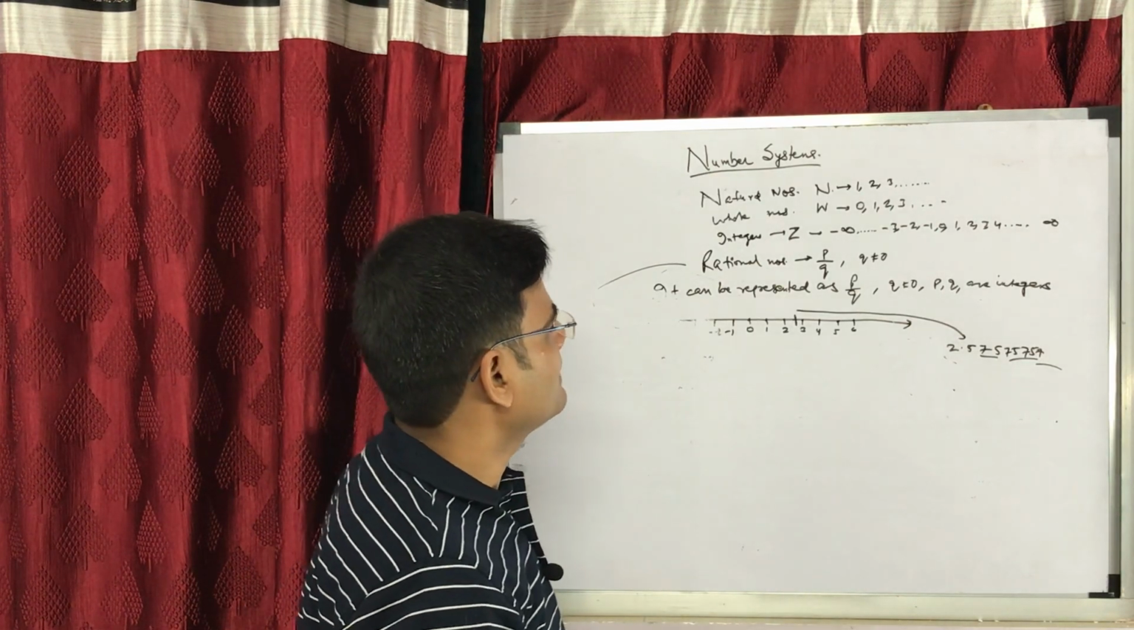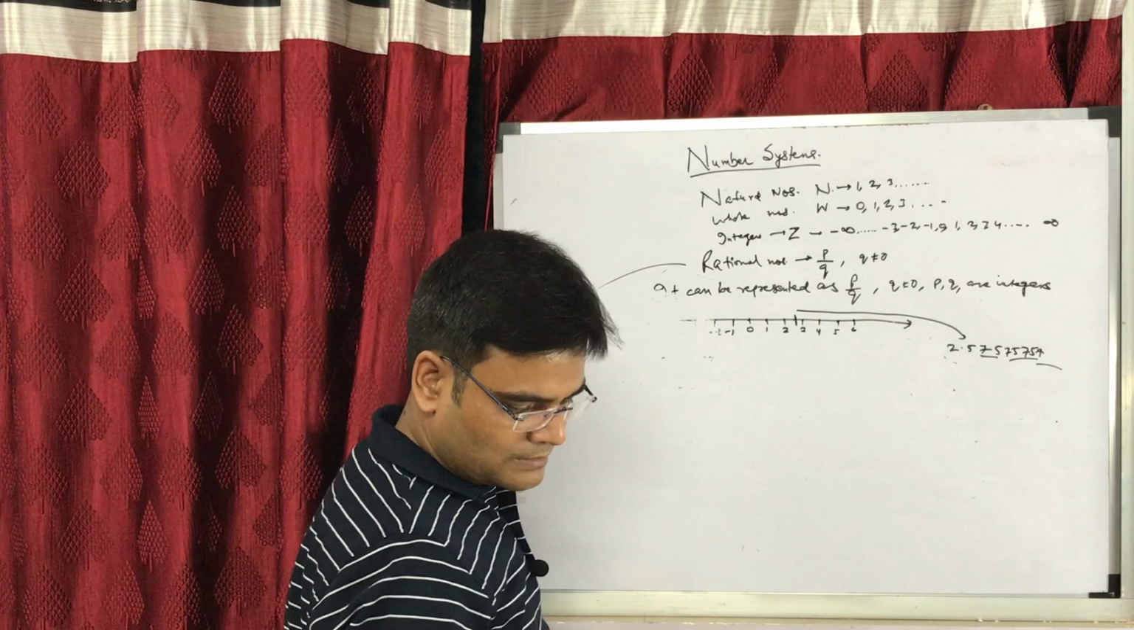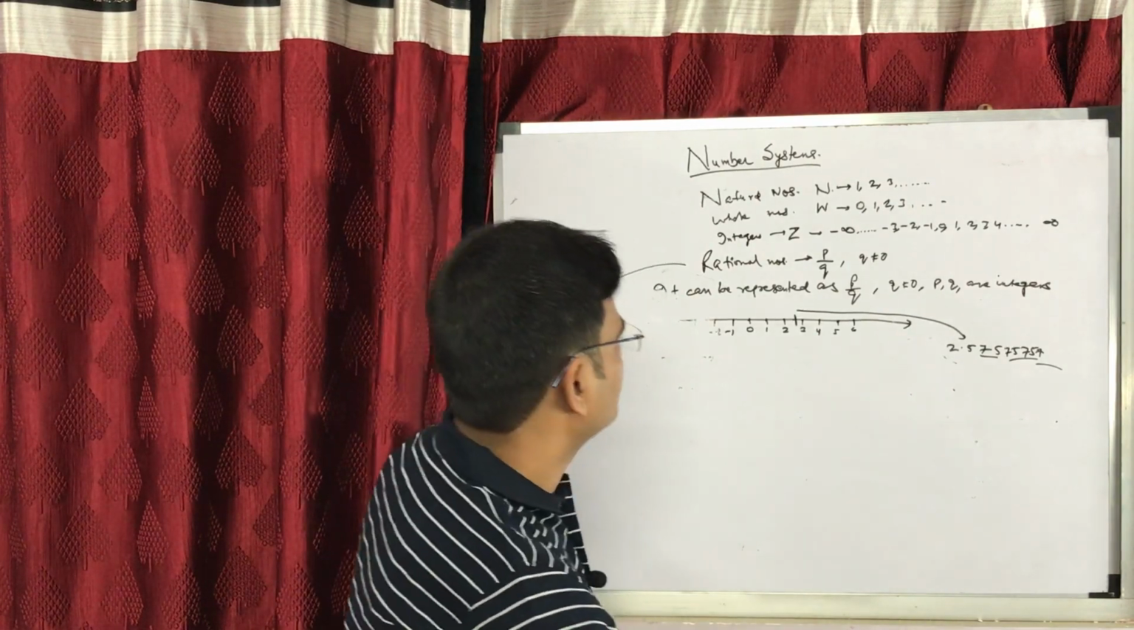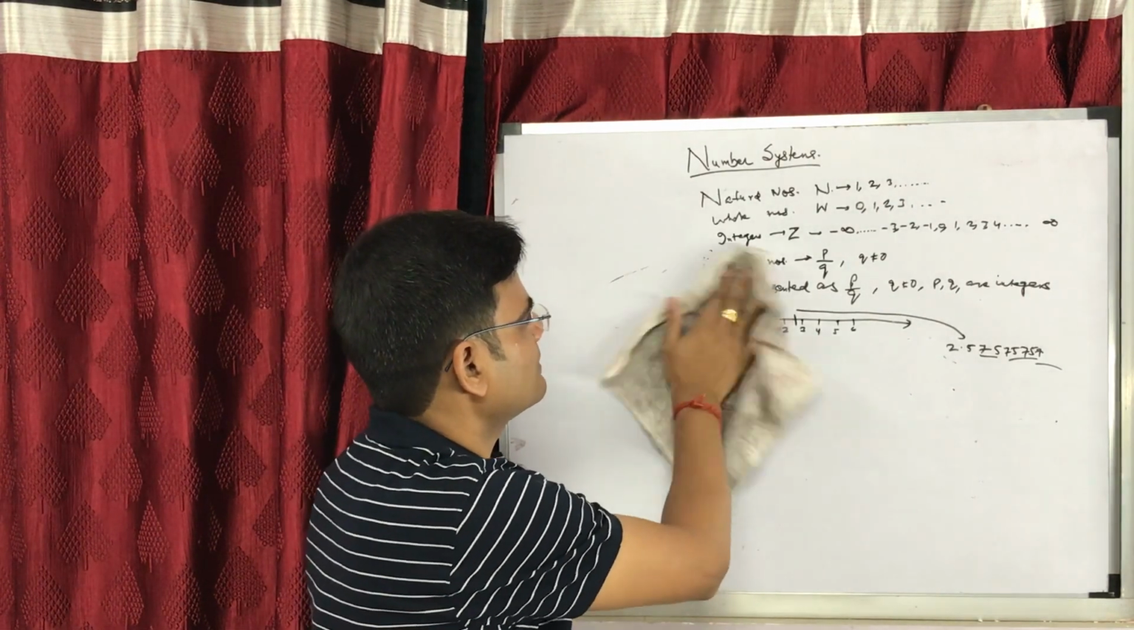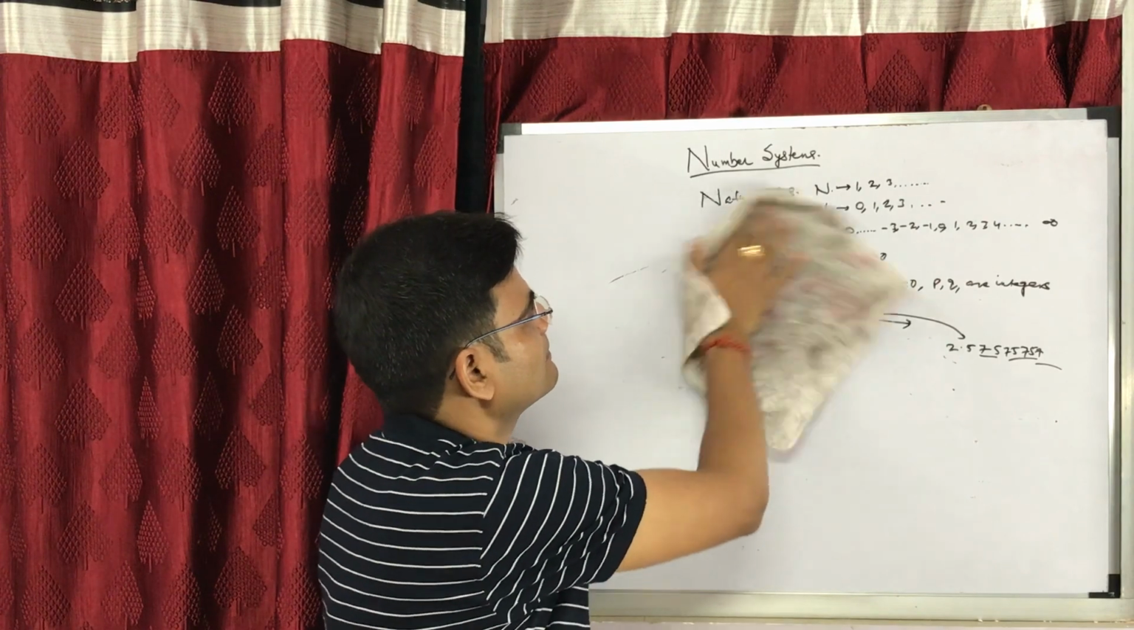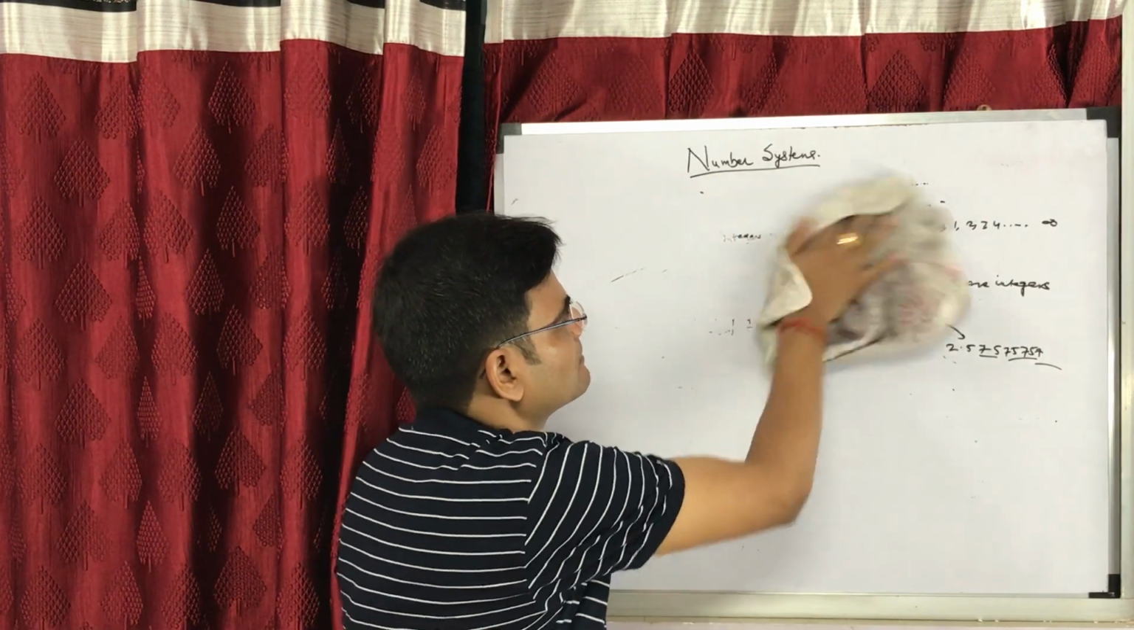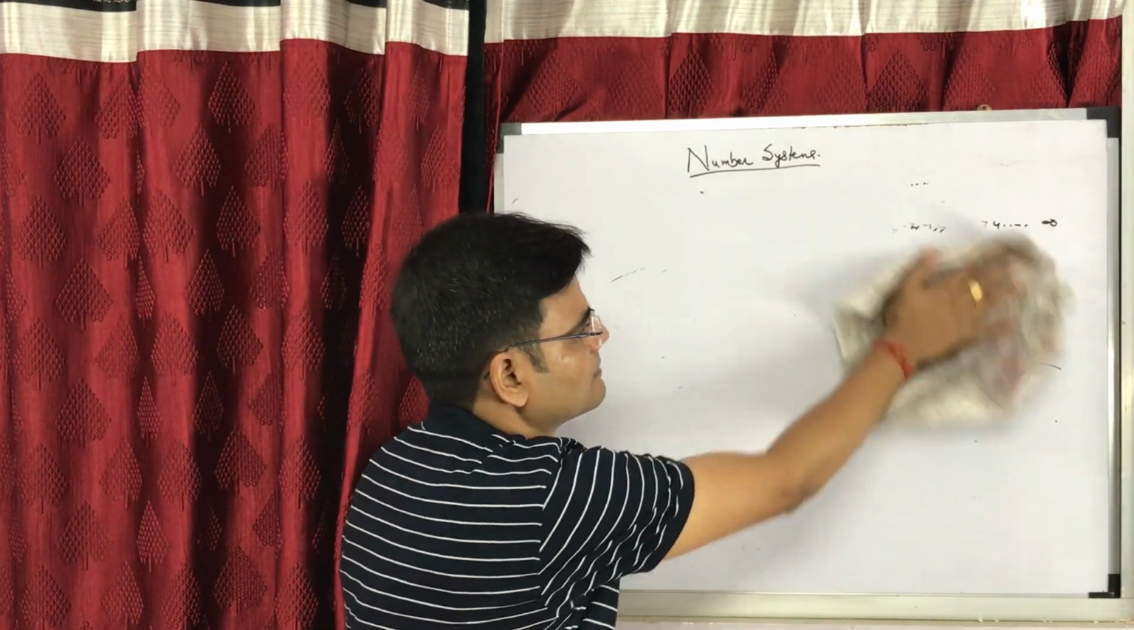So what are irrational numbers? That is a little difficult. That is something which makes you feel like dropping all this. What are irrational numbers?